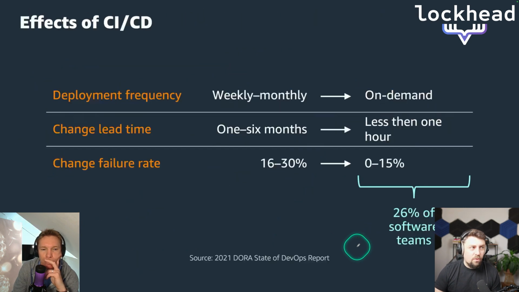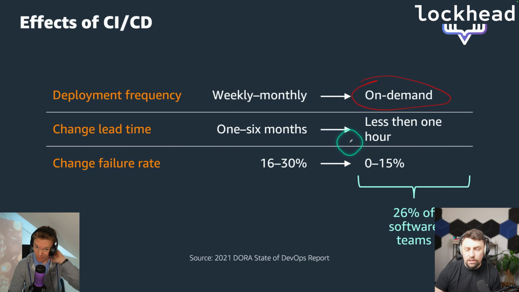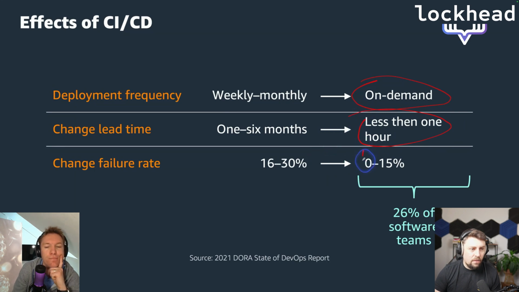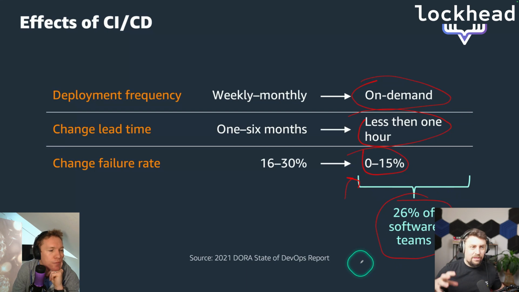And what the report said is, if you have on-demand deployment, like for example, as you mentioned, for security updates, your lead time is less than 1 hour and failure rates are close to 0, you are an elite team, only 26%. So you're a superstar. You have one of the best CI/CD processes in the world. So it's a good number.